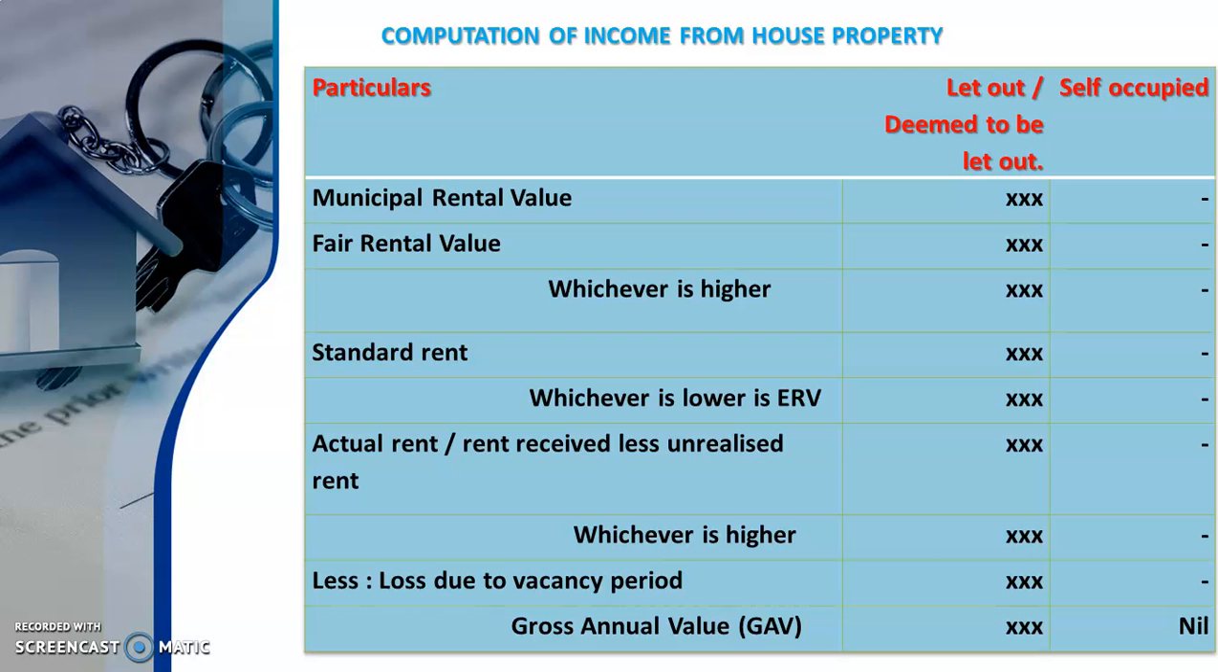This is a format for computation of gross annual value. See, in case of a self-occupied house, computation of gross annual value is not applicable. So, the GAV for a self-occupied house is nil. For the houses which are let out and deemed to be let out, the GAV is to be computed in this way.